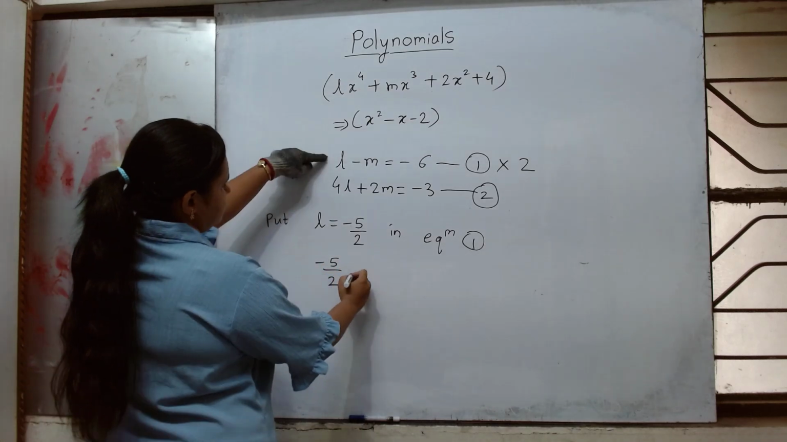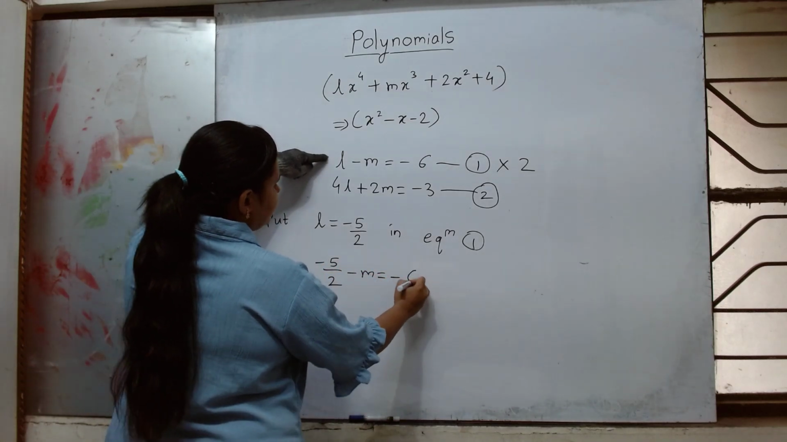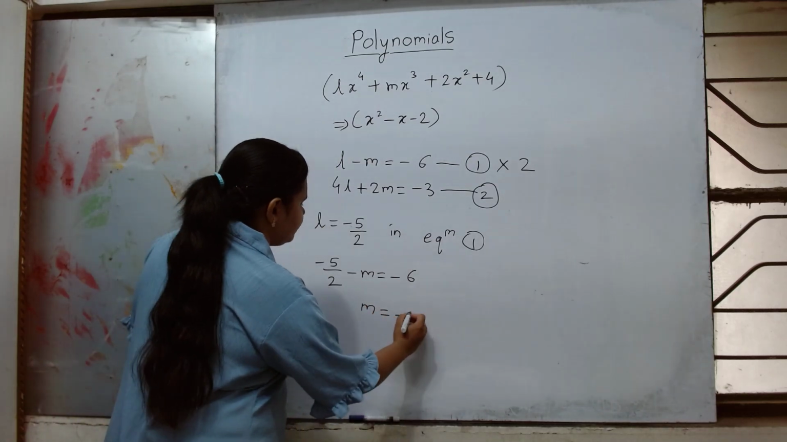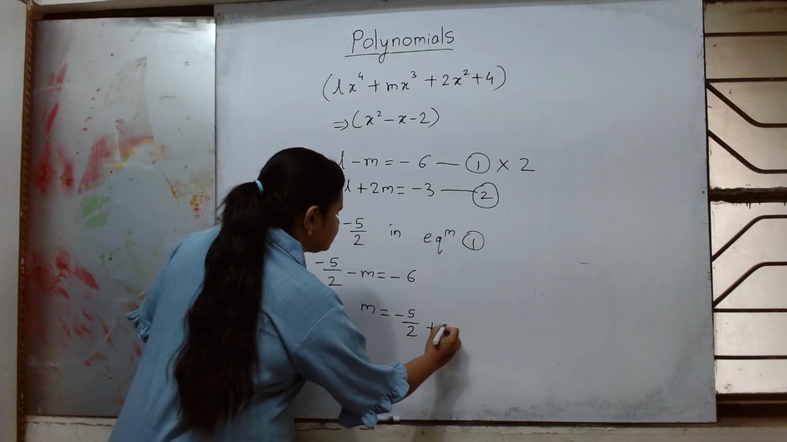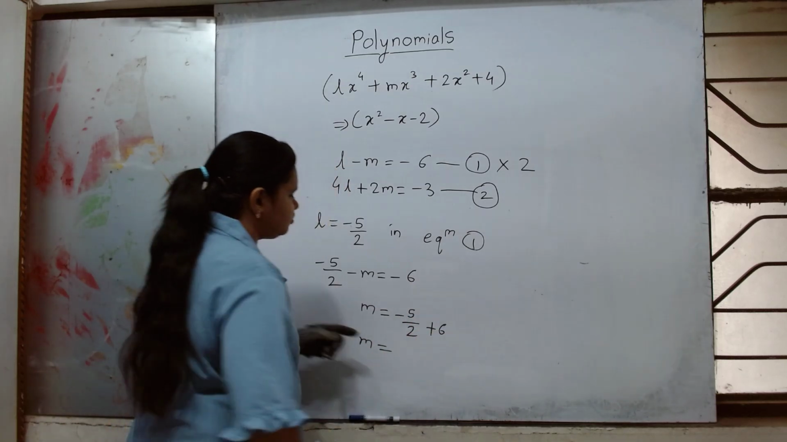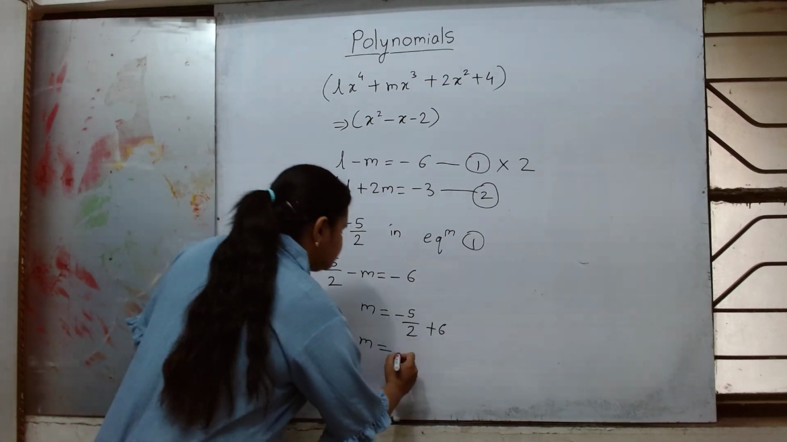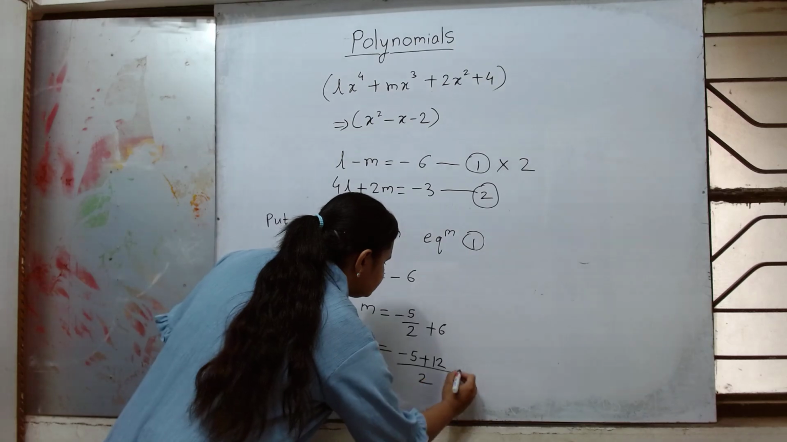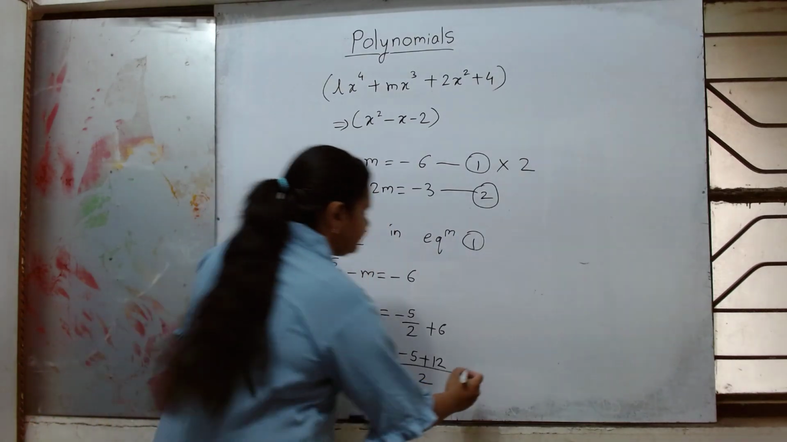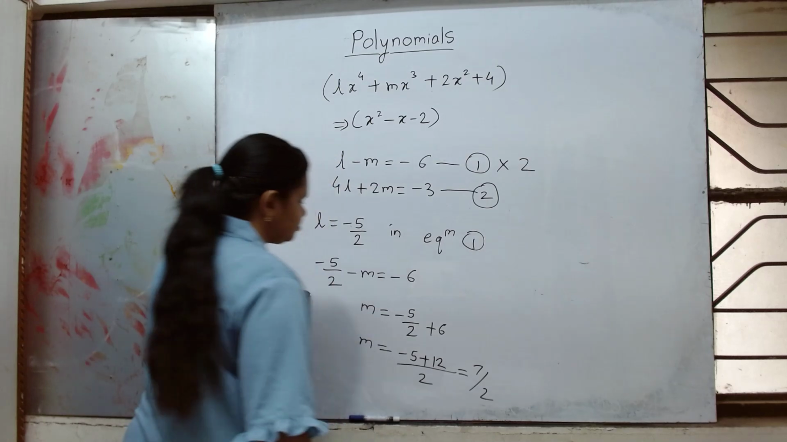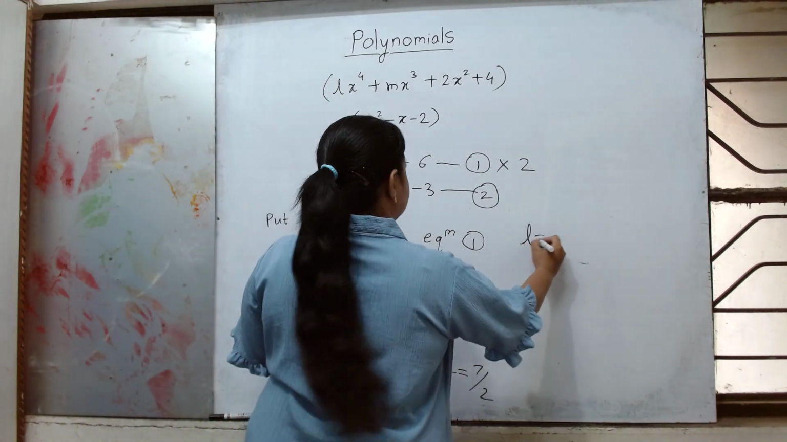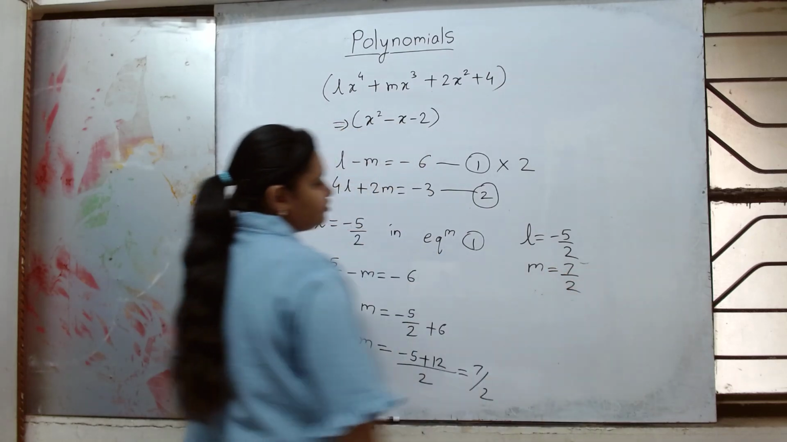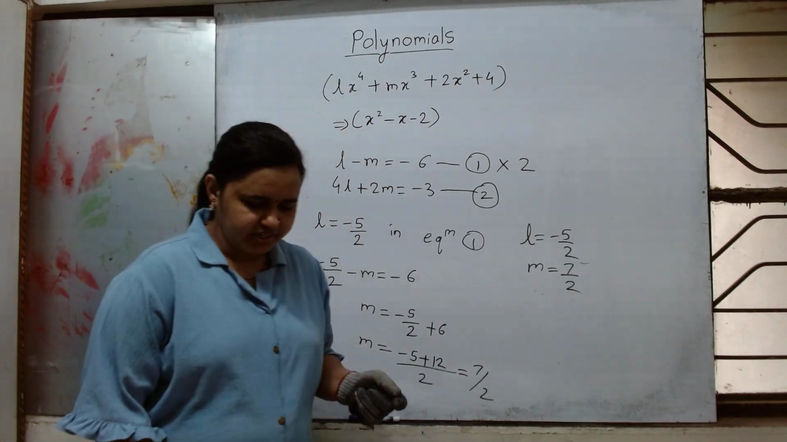So L equals minus 5 by 2. Minus 5 by 2 minus M will be equal to minus 6. Now M will be equal to minus 5 by 2 plus 6. We have to take the LCM. The LCM is 2. So minus 5 plus 12 upon 2. So it will be 12 minus 5 is 7, 7 upon 2. So we have got L equals minus 5 by 2 and M equals 7 by 2. We have solved B and C simultaneously.